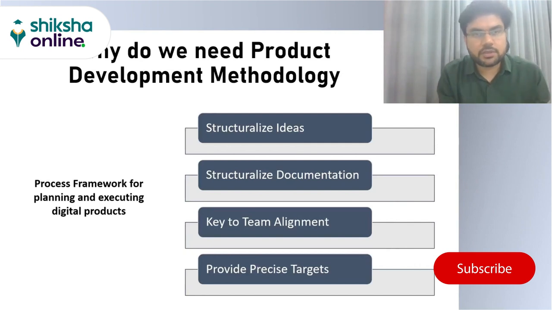So let's start with what is a product development method and why do we need it? Product development method is nothing but a process framework for planning and executing digital products. So basically, in very layman language, a product development method is a structure that you provide to a concept for delivering the final output, which in this case is often a digital product. So a product development method structures the whole concept of delivering a digital product.